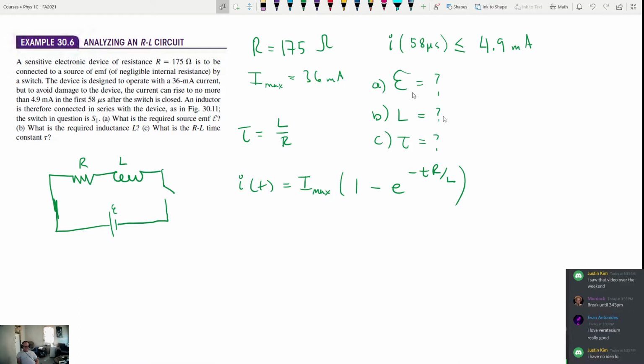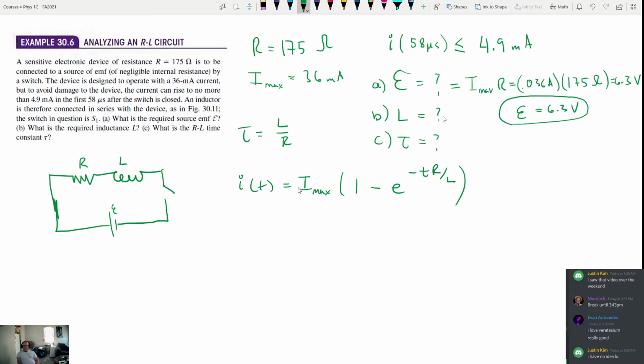To find the EMF, I think what we can say is the EMF needs to be equal to I max times R. So that's going to be 0.036 amps multiplied by 175 ohms. That's 6.3 volts. I'll just write down here that then E is equal to 6.3 volts.